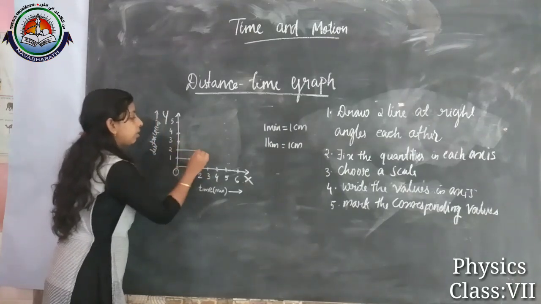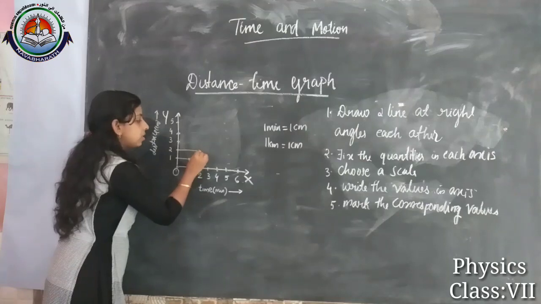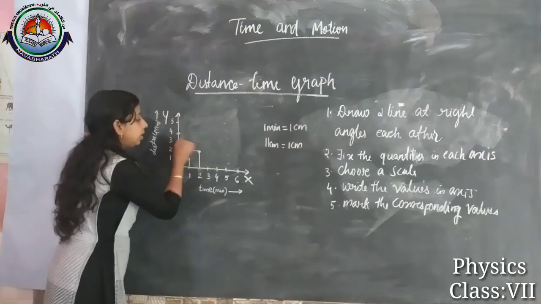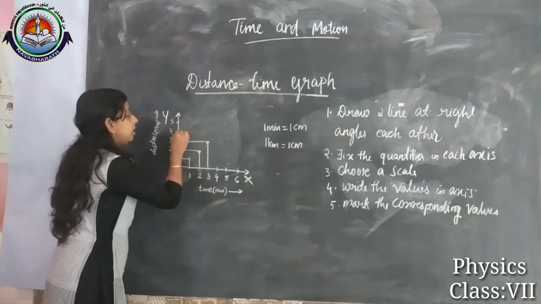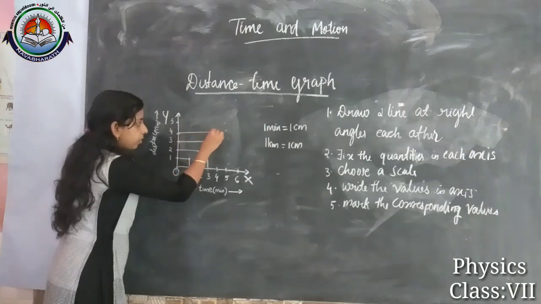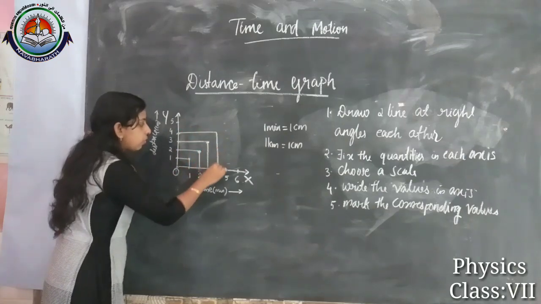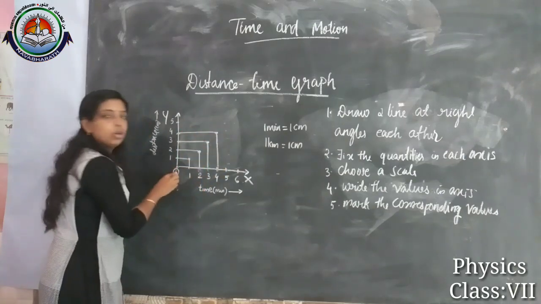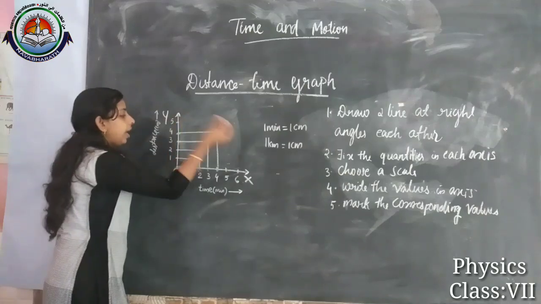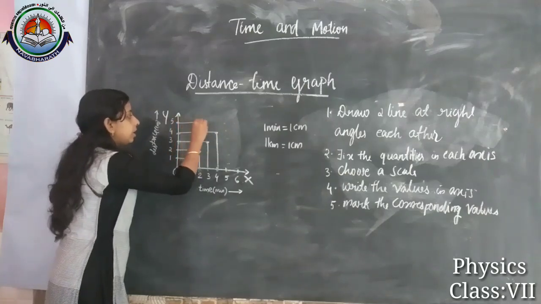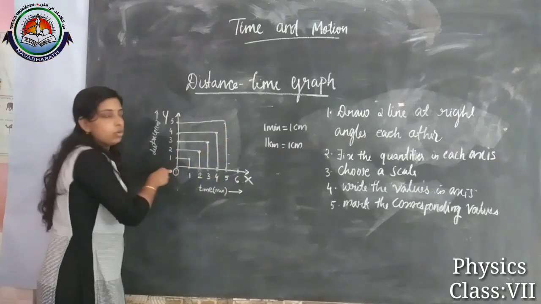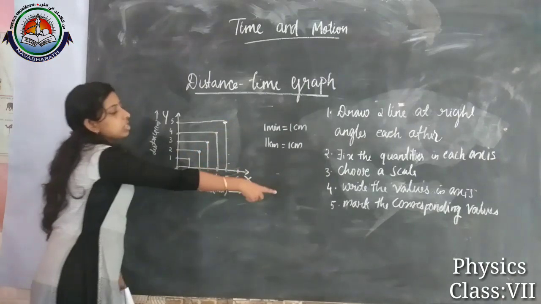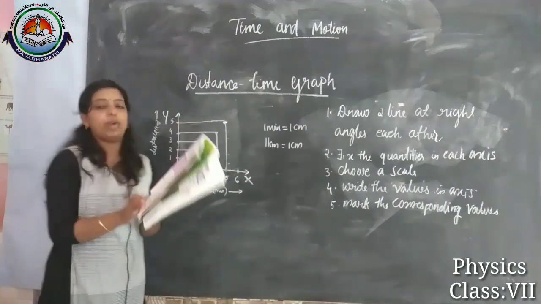At 2 minutes, 2 kilometers. At that intersecting part, just put a dot. Then at 3 minutes it covers 3 kilometers. And at 4 minutes it again covers 4 kilometers from the origin. And at 5 minutes it covers 5 kilometers from the origin. So we just mark the corresponding values.